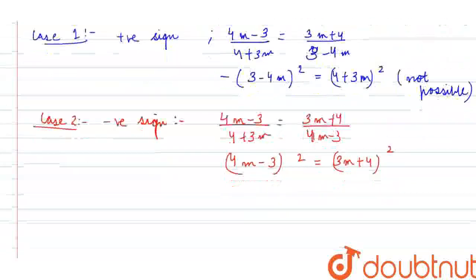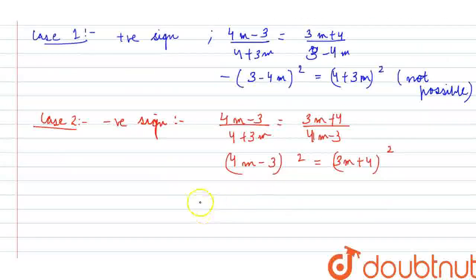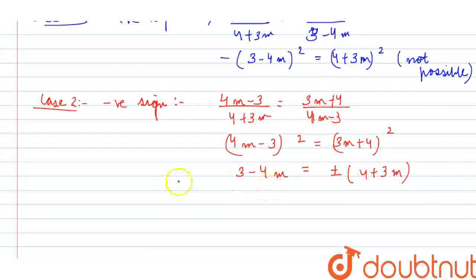Now taking the under root both sides, what will I be getting? I'll be getting 3 minus 4m or 4 minus 3m. That will be one and the same thing. So I'm writing down 3 minus 4m is equal to plus minus (4 plus 3m). Correct? Now I'll be taking both positive and negative signs and then see what is the value of m.